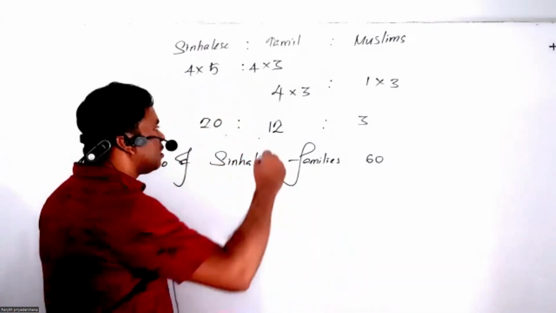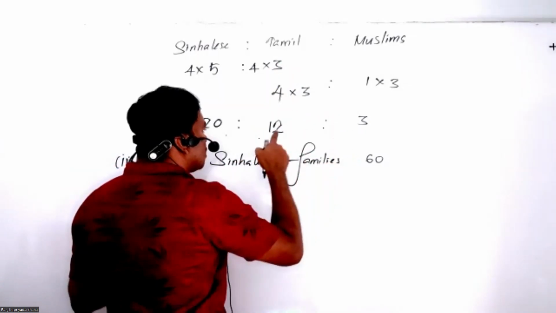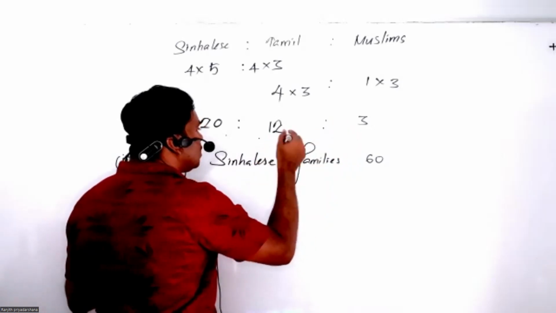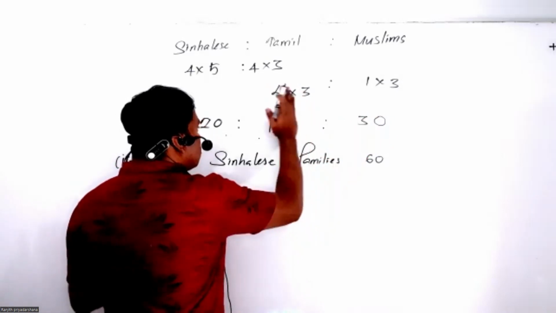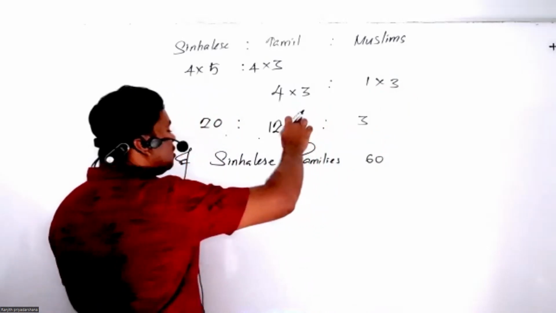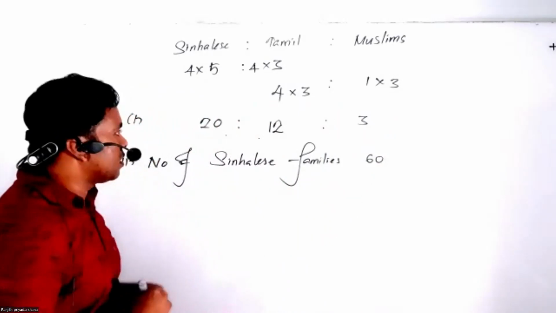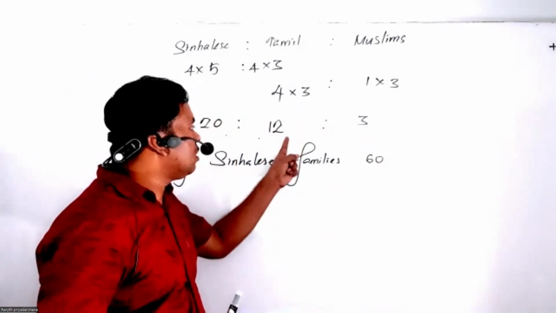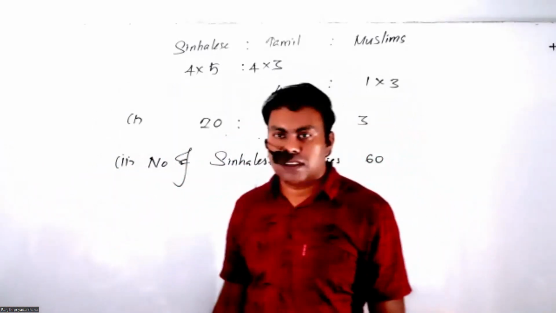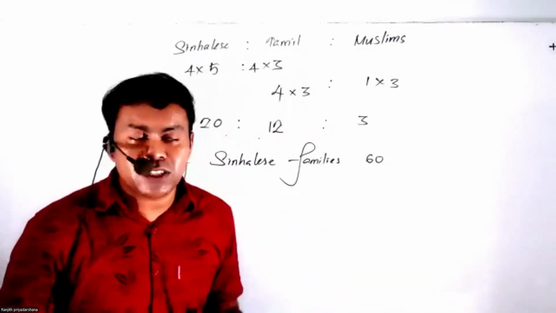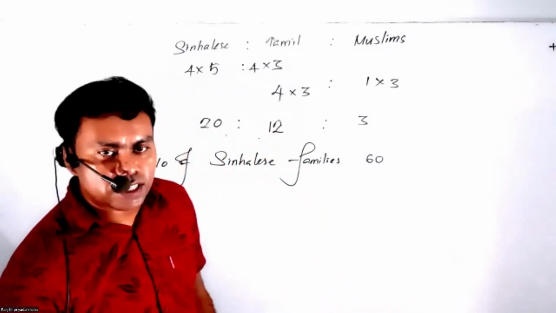Sometimes you will be given, if there are 12 families, how many Muslims? That's 3. If there are 120 Tamils, how many Muslims? 30, right? So simply that ratio is multiplied by the same constant. So if you know at least one value, you can calculate all other associated information. If you know the ratio and are given any other single piece of information, you can calculate all other things.